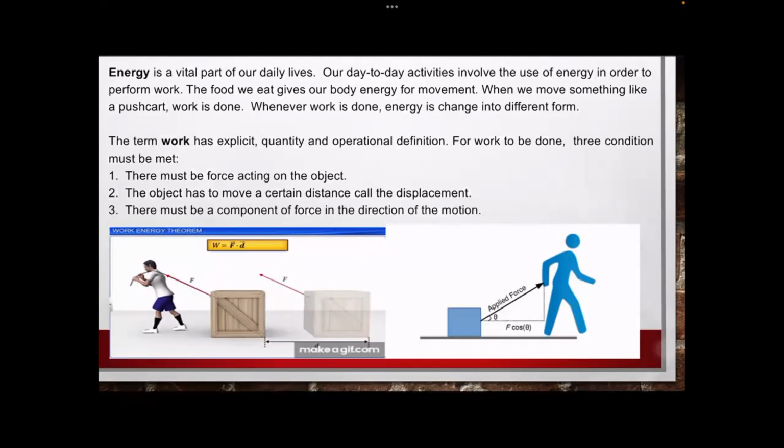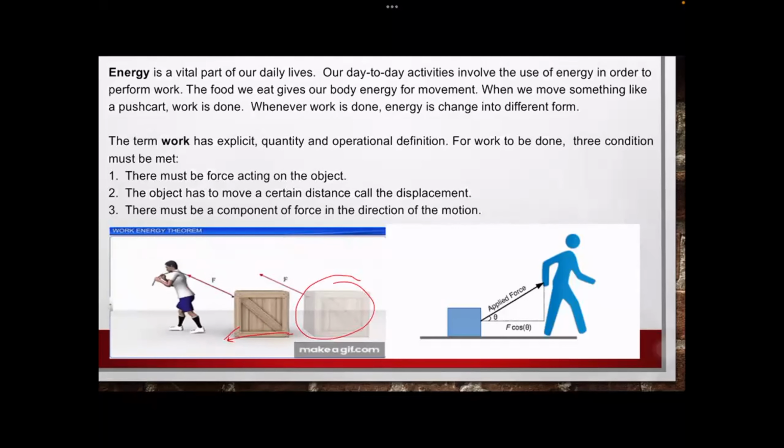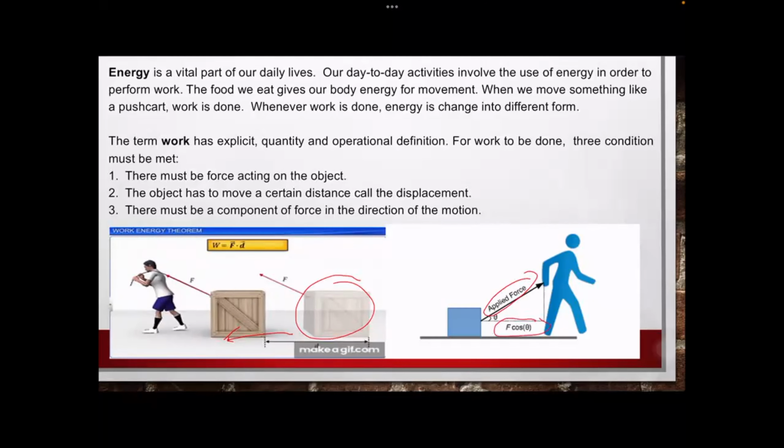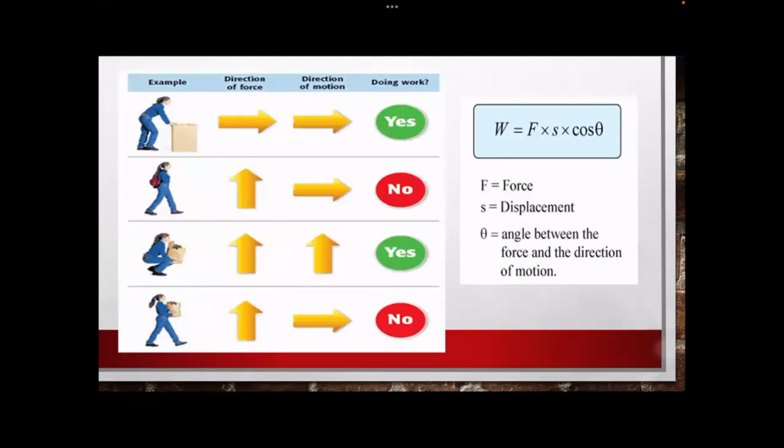This is what we call, from here, this one in our GIF. From this part, it goes there, so there will be work done. And also here, the pulling of an object, the opposite of this, there is an applied force and also the F cosine theta. Now, this is the formula for the work.